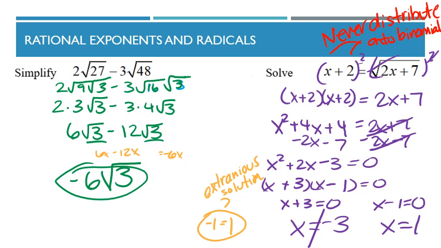Let's try 1. If I plug 1 in, 1 plus 2 is 3. 1 times 2 is 2. 2 plus 7 is 9. 9 with the square root is 3. So the 1 is my only true solution.